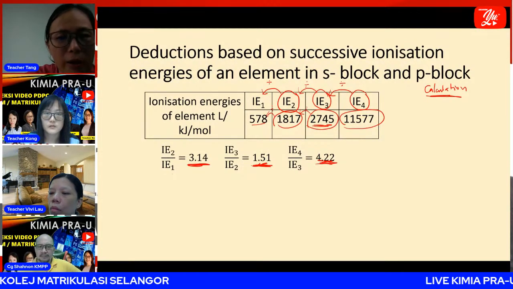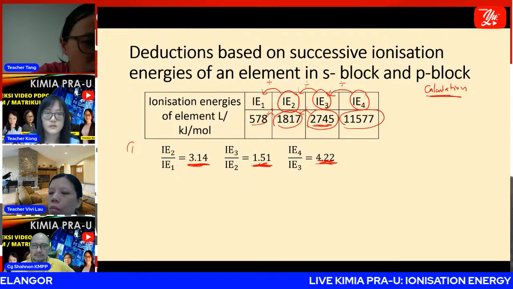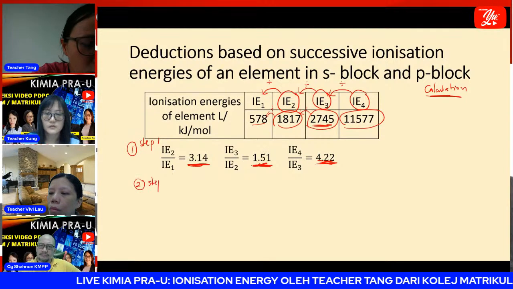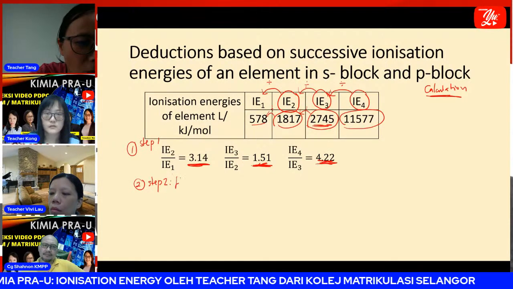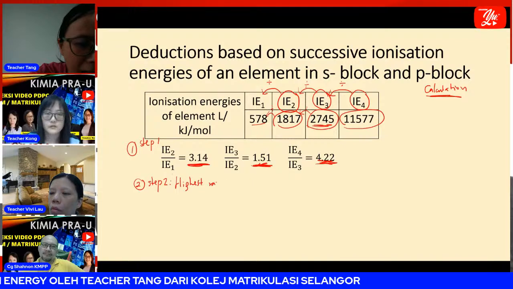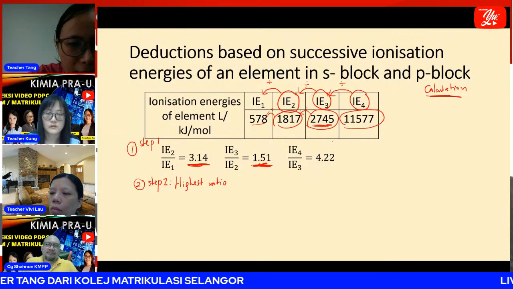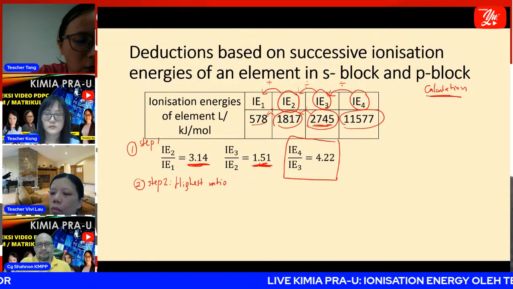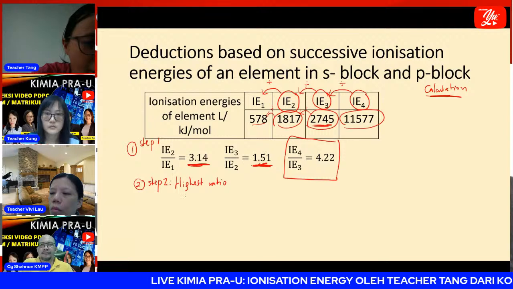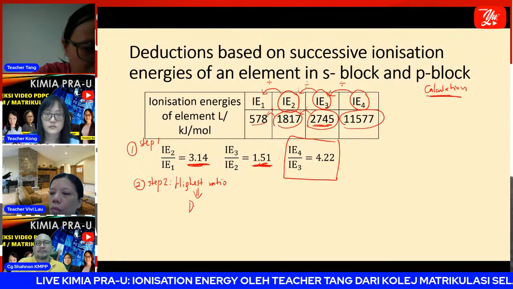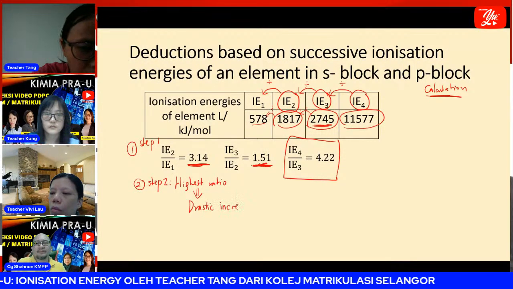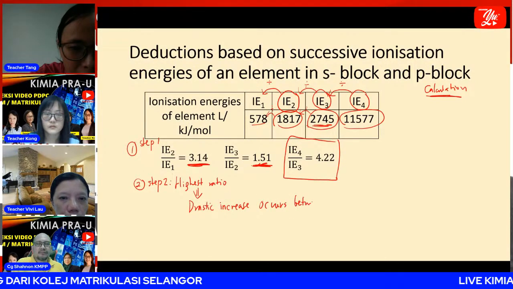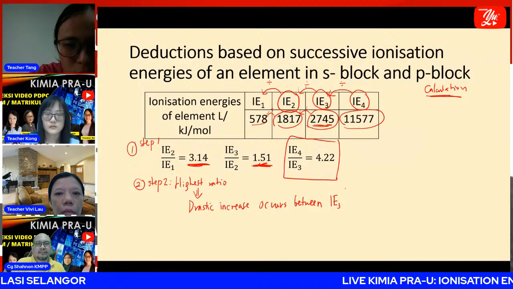Step number 1, you calculate the ratio. Step number 2, you determine the highest ratio. So where is the highest ratio? It is between IE3 and IE4. So the highest ratio is IE3 to IE4. This basically means that the drastic increase occurs between IE3 and IE4.